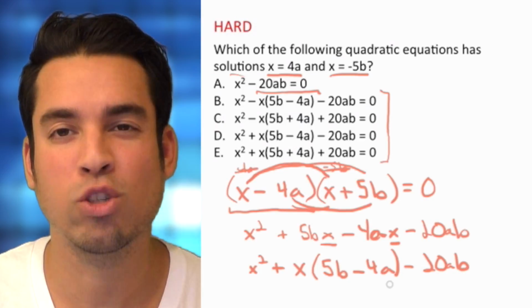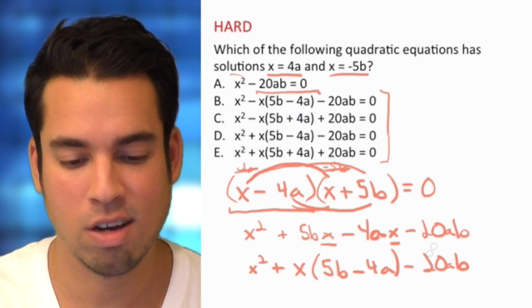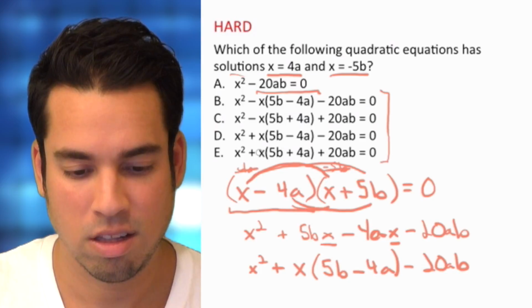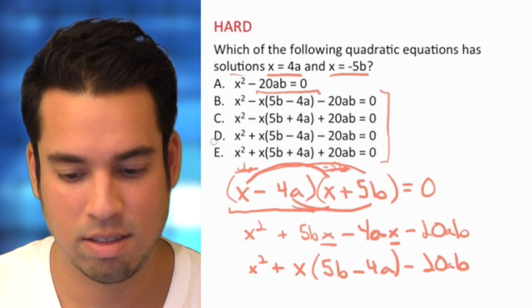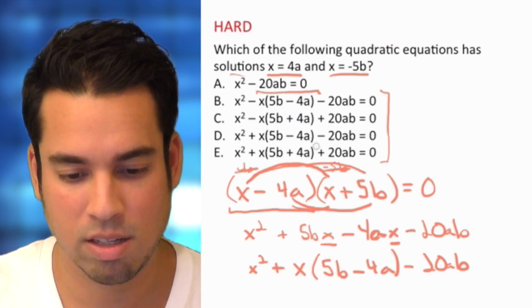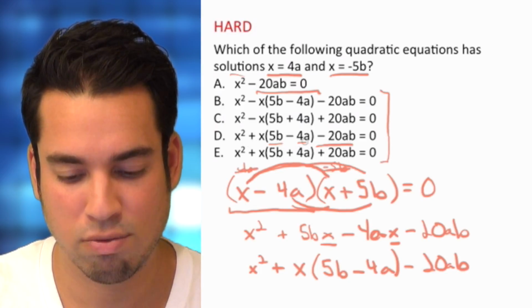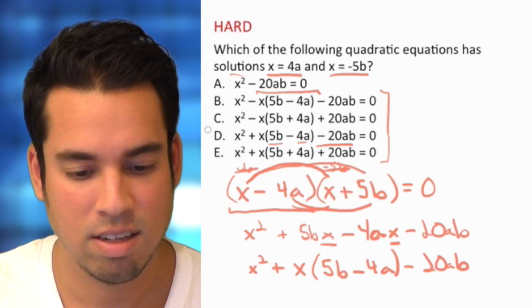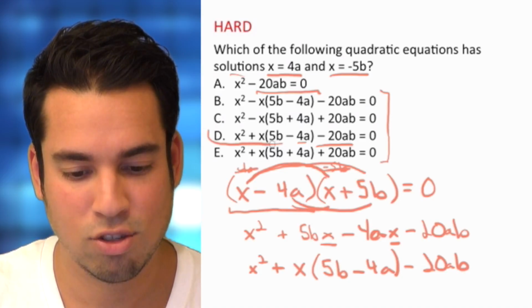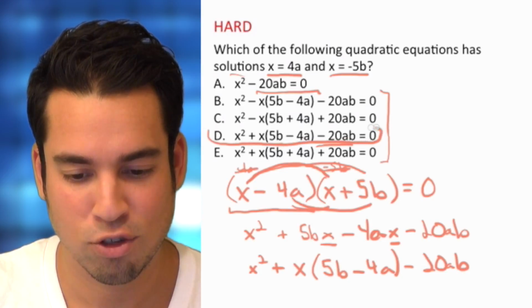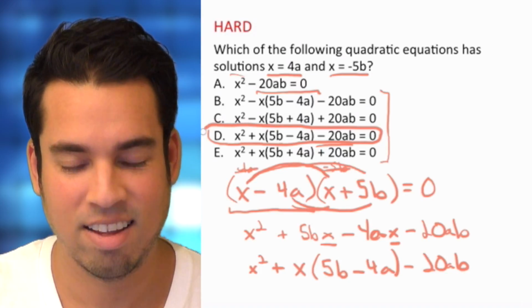So now let's see which one of the answer choices matches ours, and it looks like D, I believe. In D, we've got the minus 20ab, we've got the plus x times (5b minus 4a). D is our final answer. Circle it there, and done.